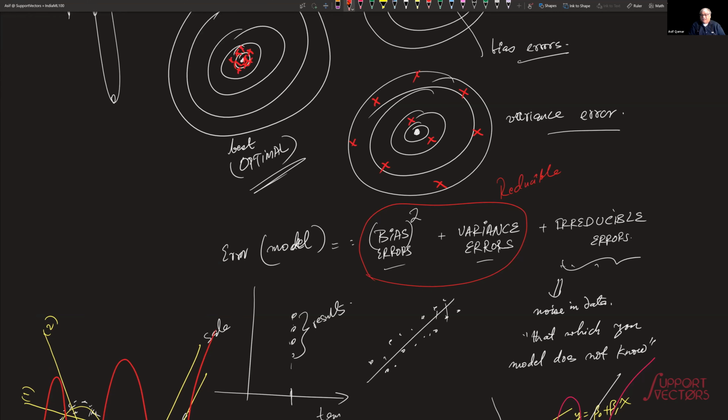Then in your model, you will have irreducible error, acknowledging the fact that the data does not capture the whole reality. Right? So in a way, it is that which the model does not know at all, because the data doesn't have support for it. So removing the irreducible error, which is coming from those sources, the reducible error, the error that you can do something about by picking better hypotheses, making better models, those model errors fall under two types, the bias errors and the variance errors.